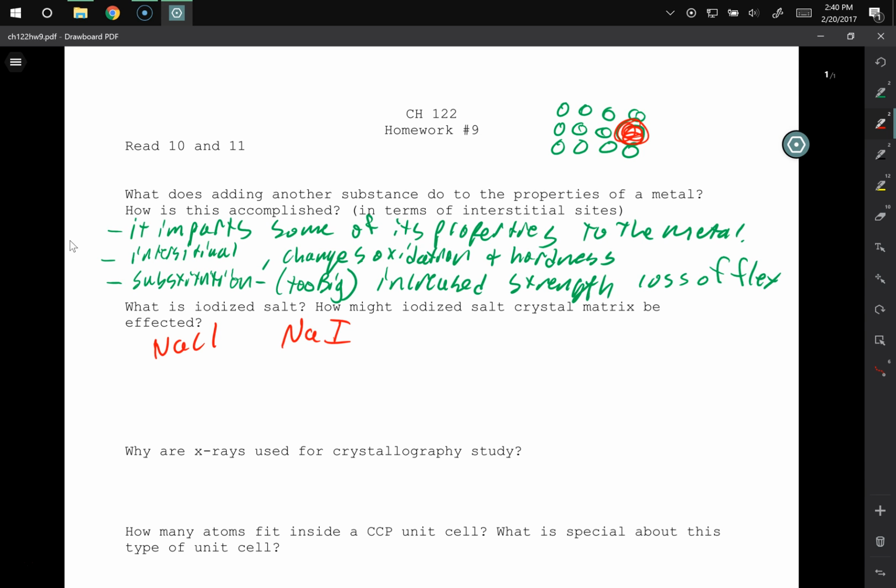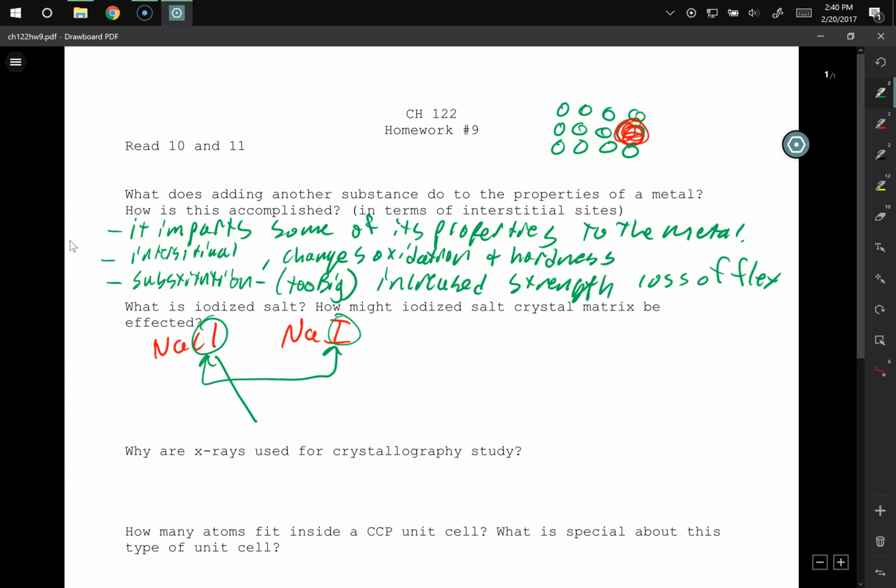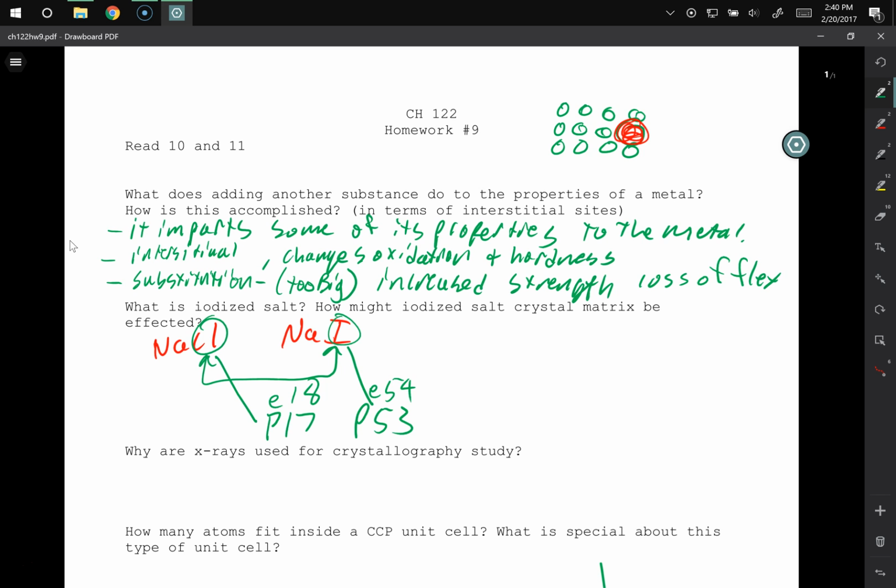But talk about these two ions. 17 protons versus 53 protons. So this is going to have 18 electrons, and this is going to have 54 electrons. So in a regular crystal matrix structure, what's the iodine going to do if I try to throw that in there? It's going to be too big. Right.